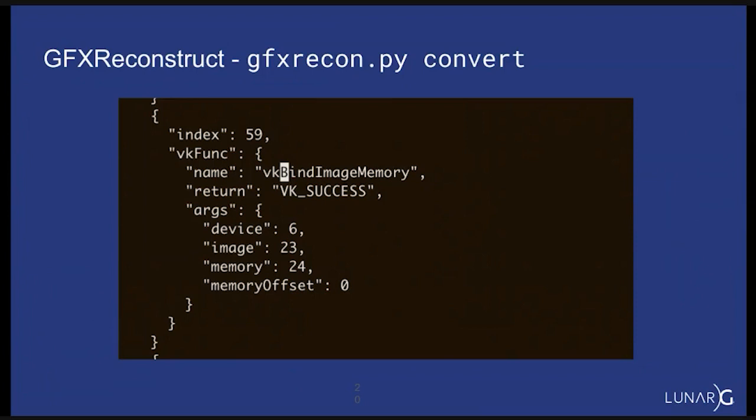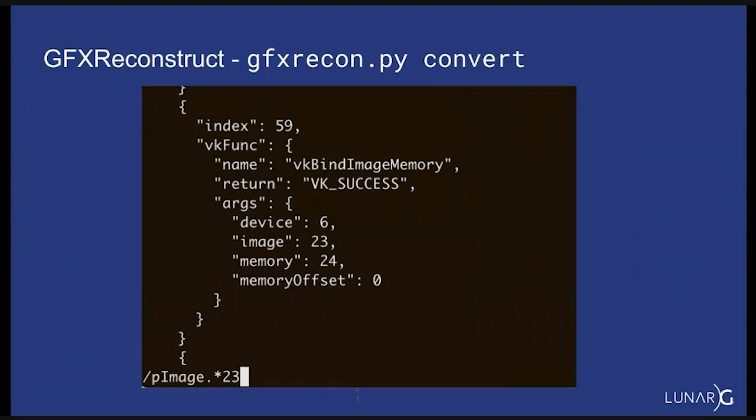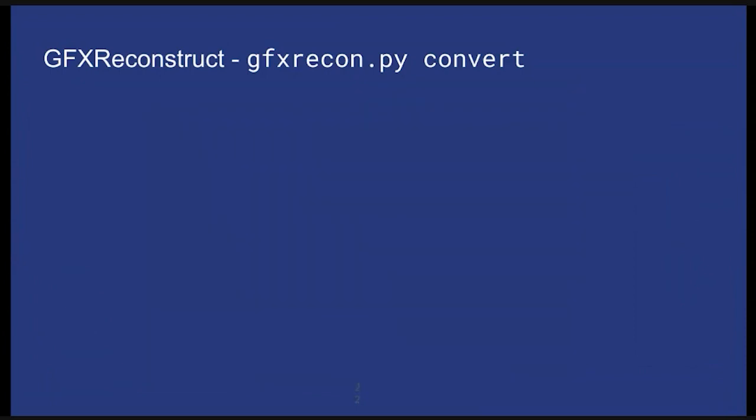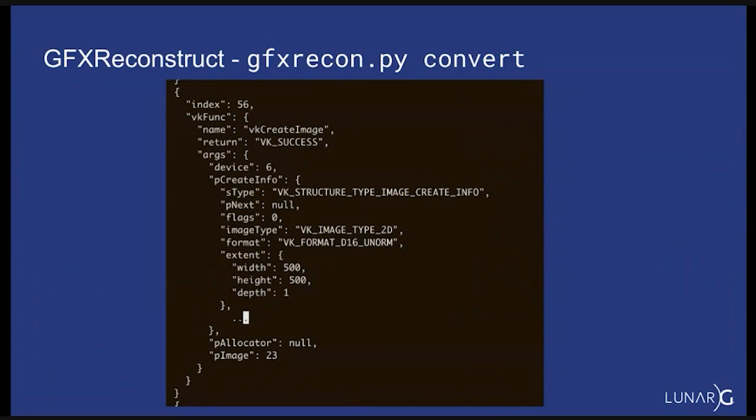So if I see here image 23 and memory 24, I want to go see what image 23 was. So then I can just search for that. And I probably should not be using VI anymore, but there it is. And if you search for that, you get this. So this is the actual create image, which is earlier in the file, which actually created that image. And you can see that it was D16 depth format, 500 by 500. So this is the depth buffer for our VK cube run.